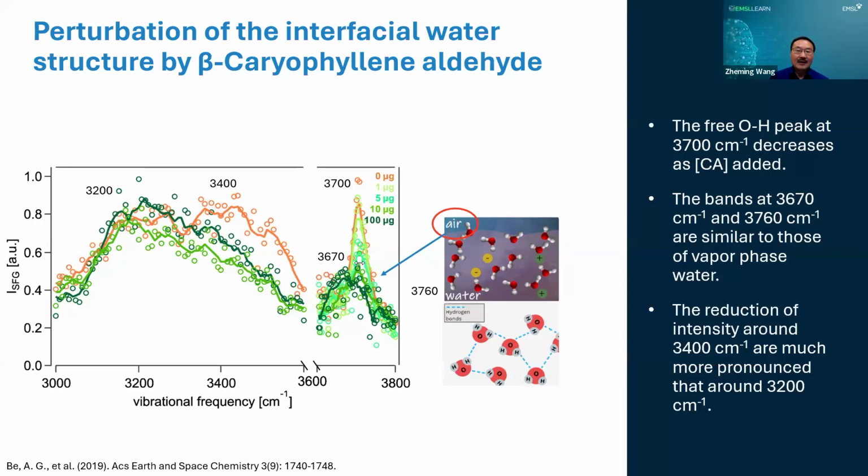At the same time, we also see that the OH stretch vibrations corresponding to the so-called hydrogen-bonded regions, for example the 3400 wave number region, have a relatively broad and strong peak intensity for pure water. However, once you have beta-carotene aldehyde, these hydrogen-bonded OH also get suppressed. Similarly, in the strongly hydrogen-bonded region around 3200 wave number, the reduction is not as severe as in the weakly hydrogen-bonded area. So this organic molecule really modifies the surface, not just the dangling water, but also the hydrogen-bonded waters.